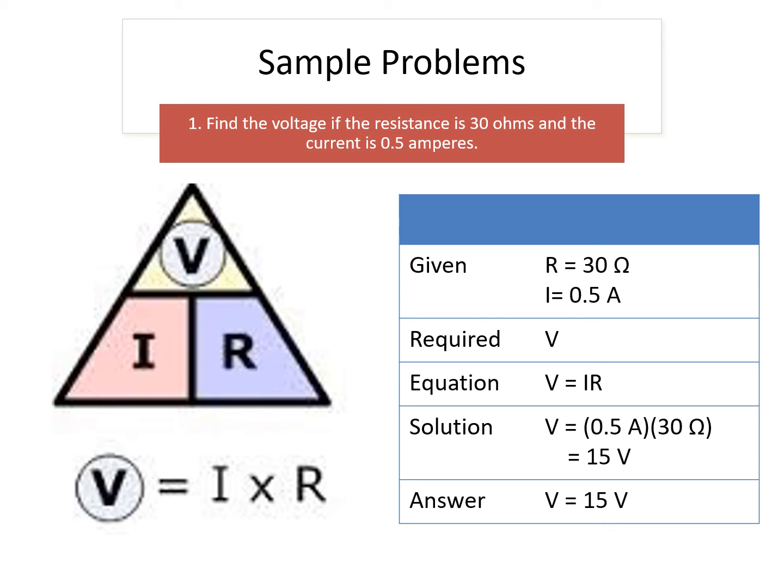are the resistance R of 30 ohms, current I of 0.5 ampere. The required is V. The equation is V is equal to IR. For the solution, V is equal to 0.5 ampere times 30 ohms. And the answer is 15 volts. For our final answer, V is equal to 15 volts.